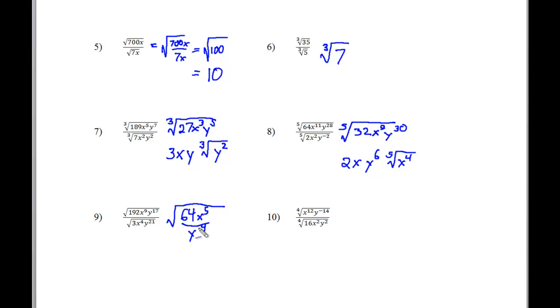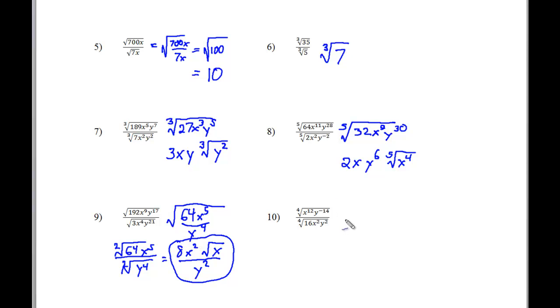So now that I've combined and made this easier, I'm going to split this back up again into two pieces. 64x to the 5th in the numerator, and in the denominator, the square root of y to the 4th. The square root of 64 is going to be 8. And the square root of x to the 5th, now since the index here is 2, 2 does not go into 5 evenly, but 2 will go into 4 evenly, leaving me with x squared. 4 divided by 2 is 2. And this leaves me with 1 square root of x left in the numerator. In the denominator, 2 does go into 4 evenly pretty nicely, so 4 divided by 2 is 2. So y squared is our answer there.